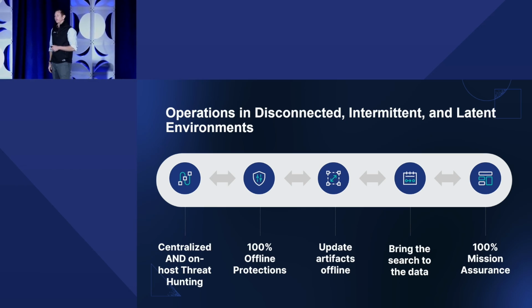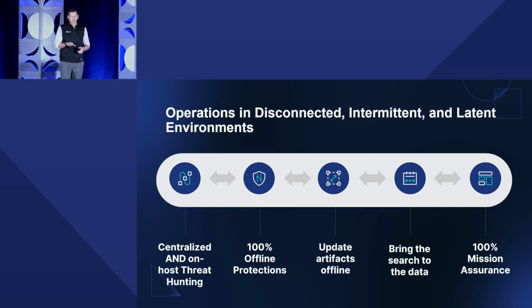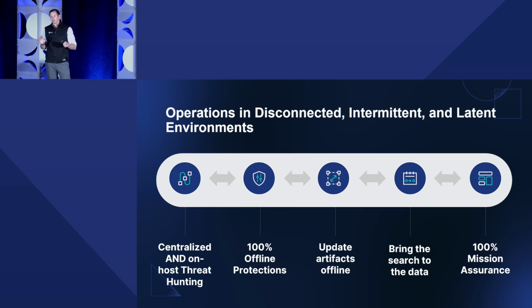Critically important in DIL networks is to ensure that you still have all of your host-based preventions working and as efficient, with false positives reduced, when that host is offline. And that is what we deliver with Elastic Agent. 100% feature parity, 100% efficacy, whether that host is connected or disconnected. If you're in a submarine or you're at Starbucks, you can ensure that host is protected.